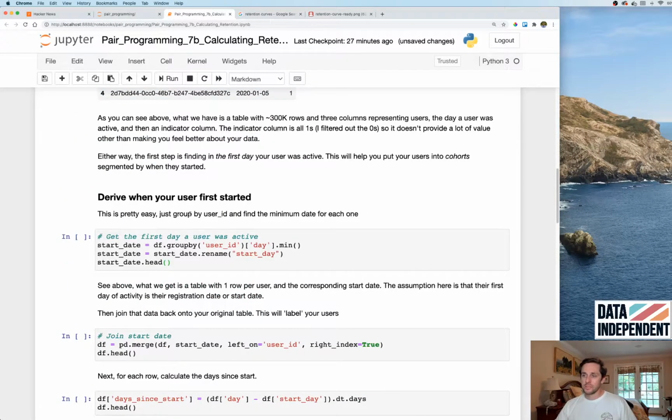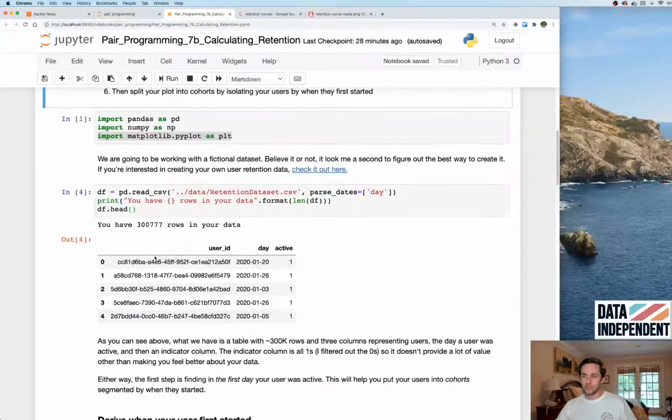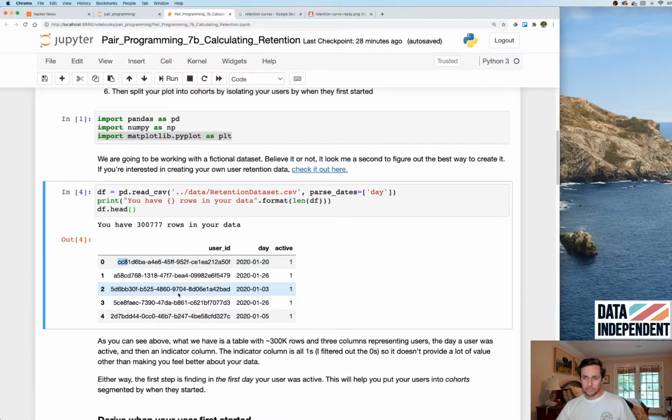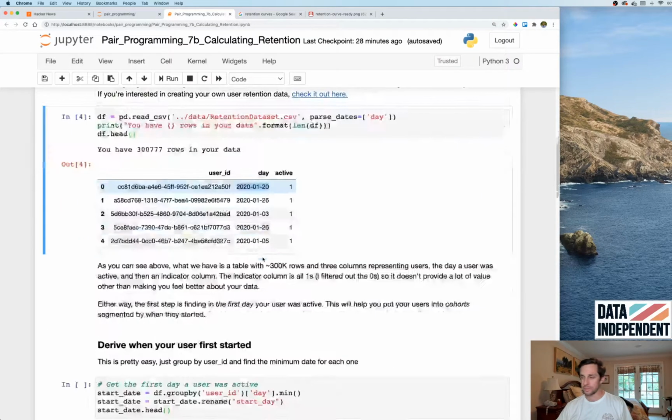Cool. So first thing we're going to do is figure out when each one of these users first started. So for example, this user, CC81, whoever this is, when was the very first day that they were active on our platform? The way you do that is you group by user ID, and then you take the minimum date. Your aggregate function on your day column will be min, and so you'll find out when the first date is that this user ID showed up for us, which makes sense.